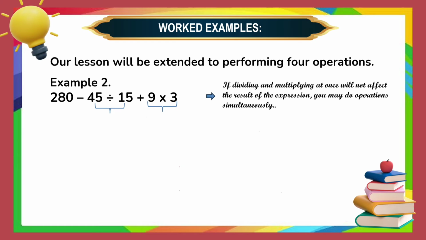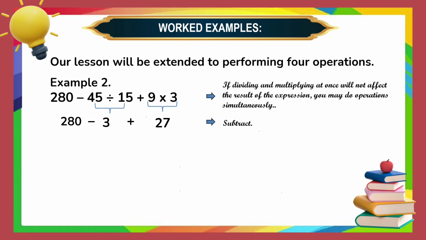So 45 divided by 15, the answer is 3. Then 9 times 3, the answer is 27. And then bring down the rest of the digits. So 280 minus 3 plus 27. So in this case, we can apply the last rule, which is add or subtract. But this time, subtraction comes before addition. So we will subtract first.